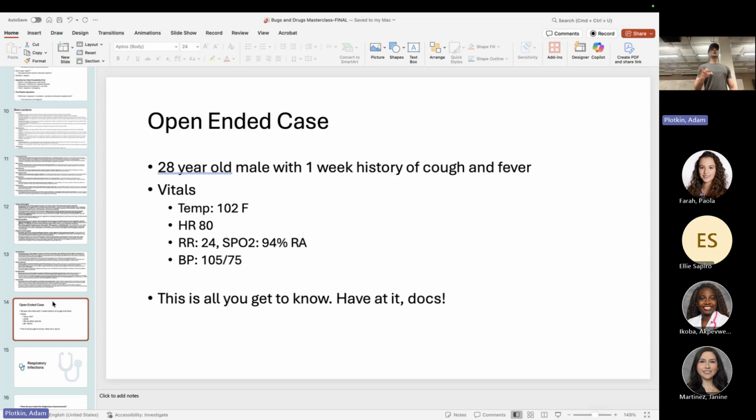Okay. I have at the beginning of the PowerPoint a section covering all the antibiotics and antifungals, so read about those. When you think about your fluoroquinolones, there are three major ones: levofloxacin, ciprofloxacin, and moxifloxacin.